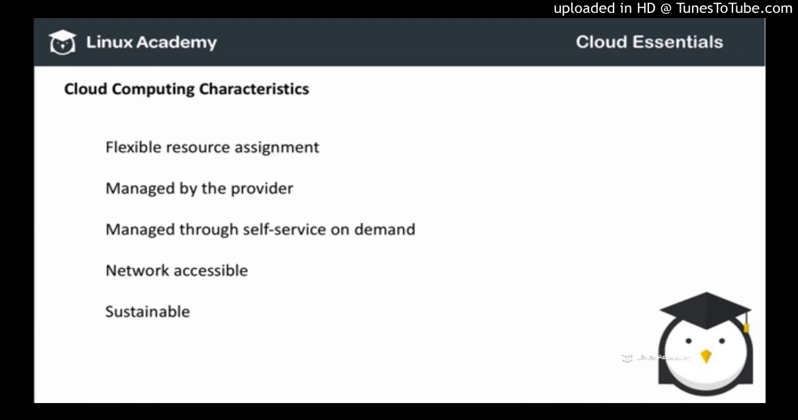Cloud resources are measured. This means that cloud systems automatically control and optimize resource use by leveraging a metering capability at some level of abstraction that's appropriate to the type of service. Again, whether that's storage, processing, the bandwidth, and how many active user accounts are being used. Resource usage can be monitored, controlled, and even reported, providing transparency for the provider as well as the consumer using those resources.